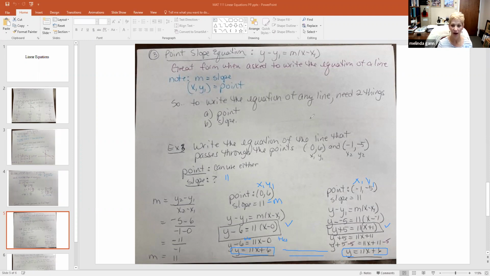So anytime they tell you to write the equation of a line, you need two things, a point and a slope, and you're going to plug into this formula right there. Okay? Now let me show you one more thing just to make sure that it doesn't bother you when you start your homework.